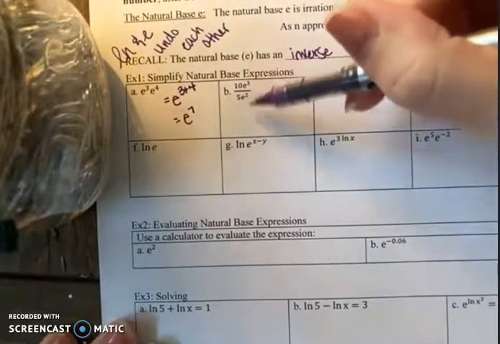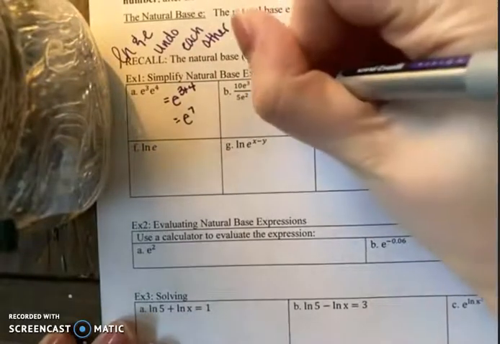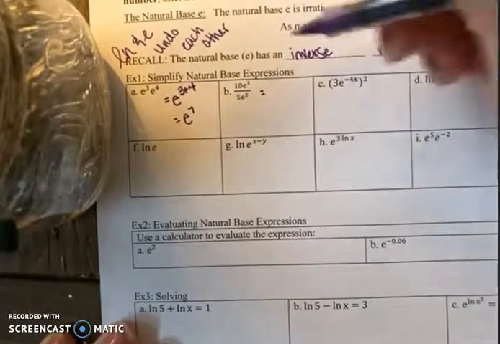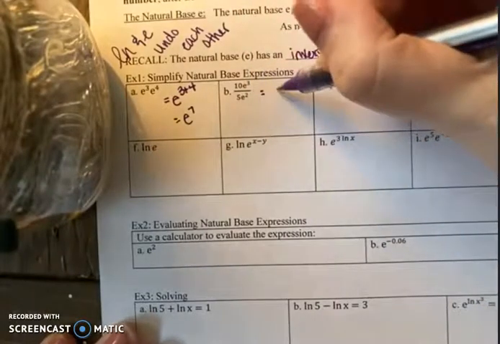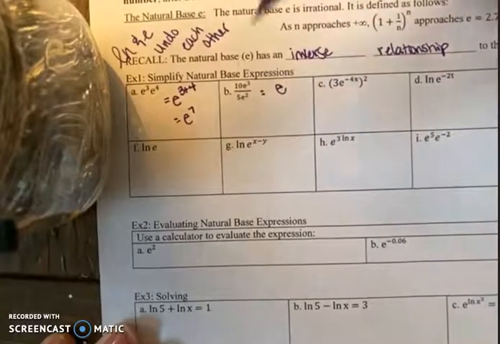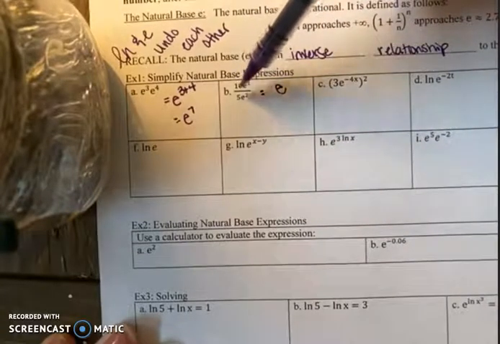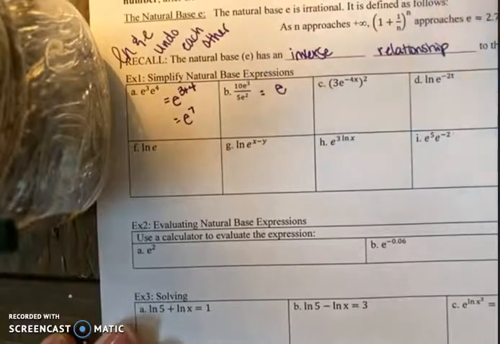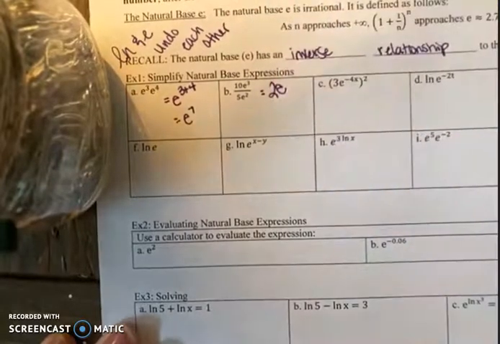When we divide, we would subtract the powers. So the first thing I would do is do 3 minus 2, which was 1, so I have e to the 1st power. But also, don't forget those constants. 10 divided by 5 is 2, so we have 2e.